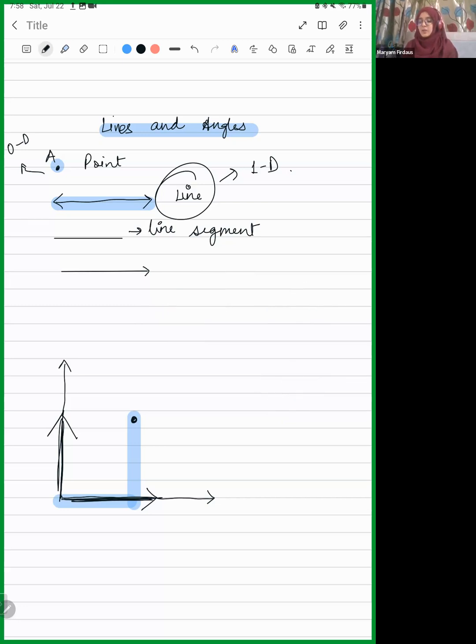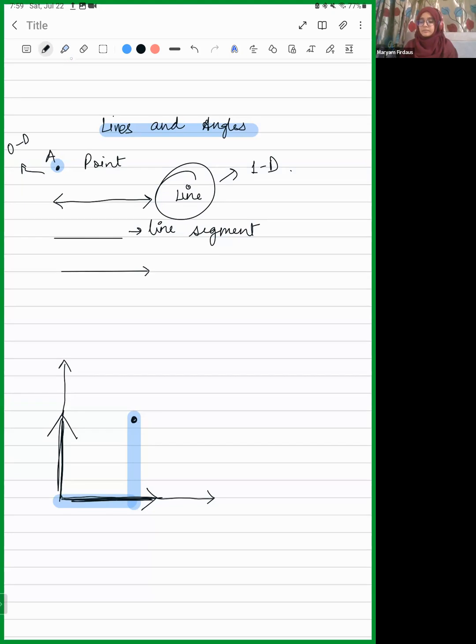A line segment. What is a segment? Does anyone know what segment means? Segment means a part of something. When you say segmentation, you might have studied this in your bio classes also, that a certain organism undergoes segmentation, right? That means it undergoes a process wherein it dissociates into different parts. So segment means part. Line segment means it is a part of a line.